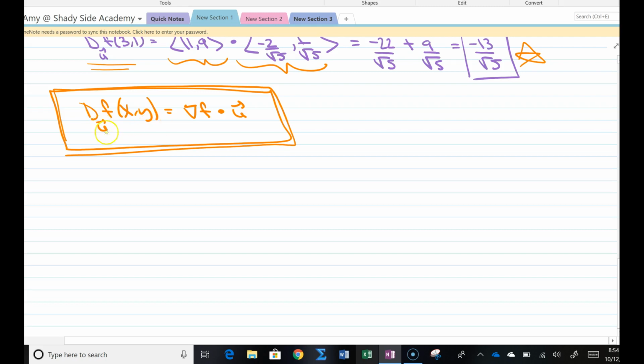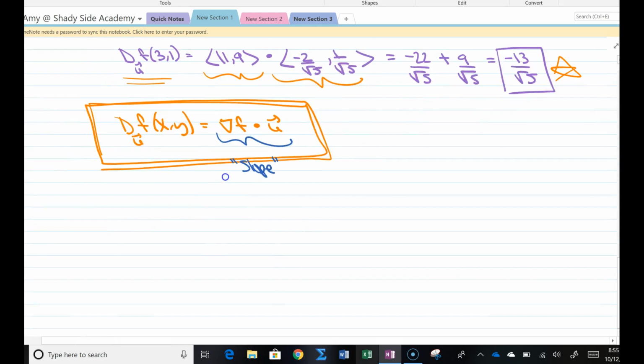And don't forget what the directional derivative represents. It represents the slope of the line tangent to your surface if you were to travel in the direction of vector u. So this dot product here really refers to slope, but I want to put it in air quotes. It's a slope of the line tangent to the surface if you were to travel in the direction of vector u.